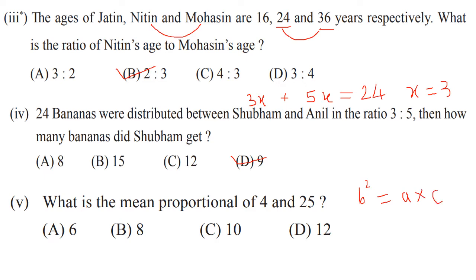See, the word mean proportional is used. That means there are three numbers A, B, C and they are in continued proportion. The mean proportional means B, and this is your A and this is your C. Okay, so A into C, 4 into 25, you will get 100. Then 100 is the square of what? B square is 100. 100 is the square of 10 and therefore the answer is 10 here.